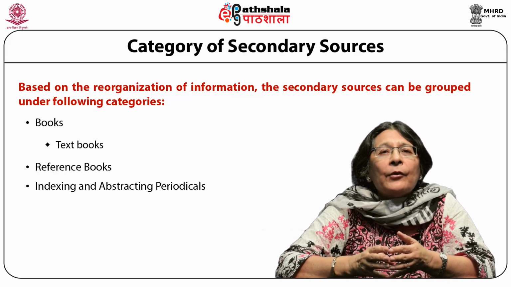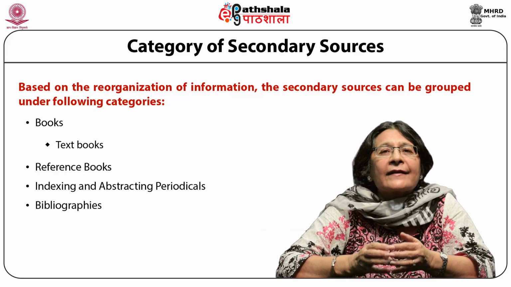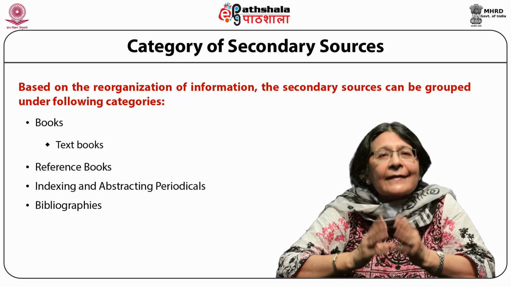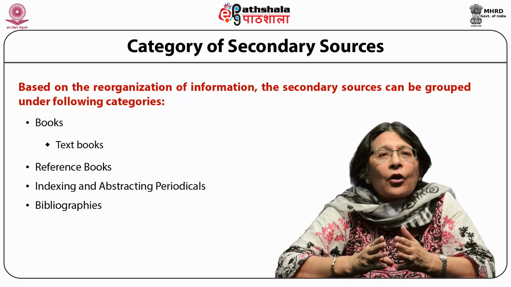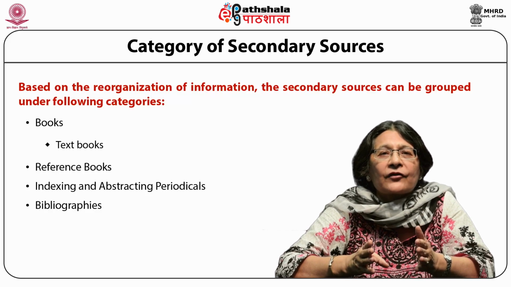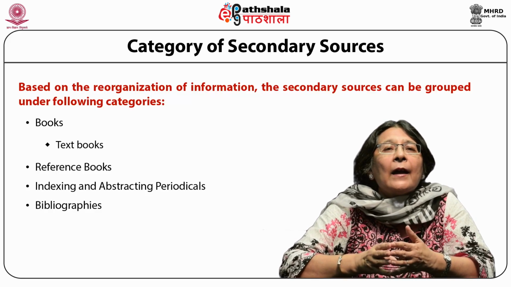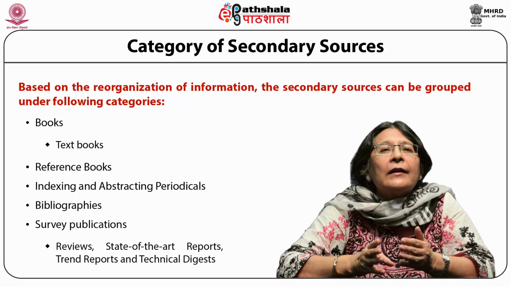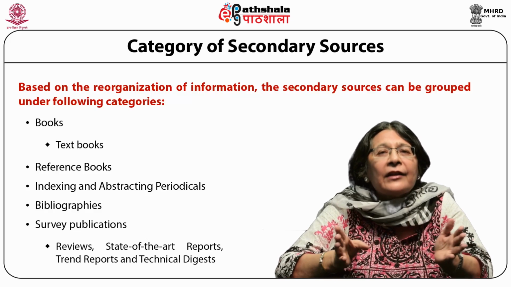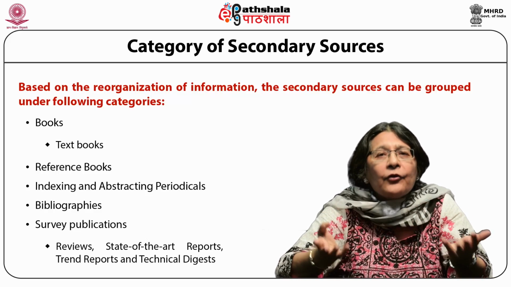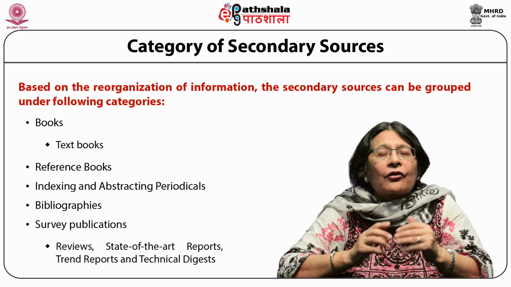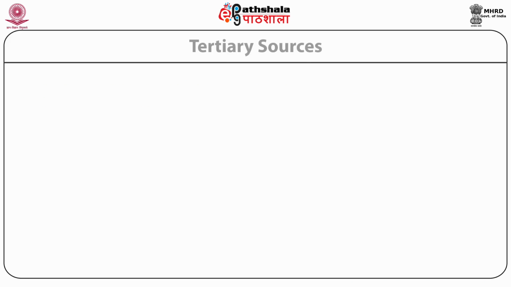Bibliography, being another example, is considered a secondary source of information as it is a systematic compilation of already produced primary sources of information. While categorizing, the survey publications survey the selected portion of primary literature and provide an overview of the subject or highlight significant literature on the subject.